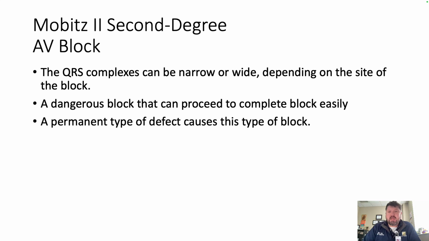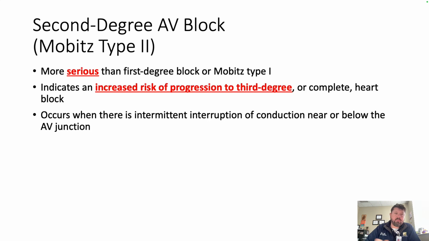In a Mobitz 2 Second Degree AV block, our goal ultimately is to try to prevent Mobitz 2 from becoming complete heart block. The QRS complexes can be narrow or wide depending on the site of the block. Remember, it can be higher in the AV node or it can be down in the bundle of His. A dangerous block that can proceed to complete block easily. And it could be a permanent type of defect that causes this type of block.